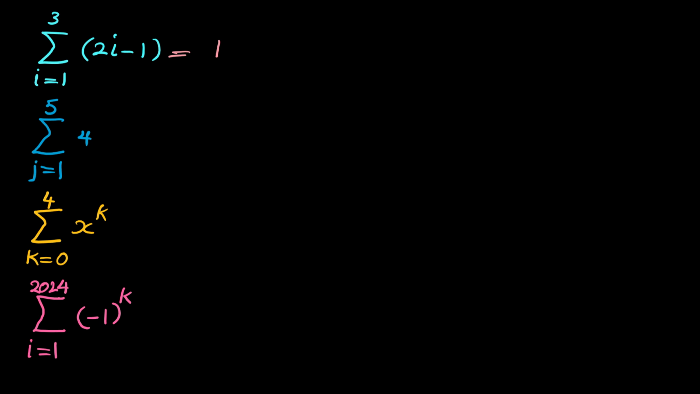What is the next term of this summation? If we plug in 2 for i, 2 times 2 is 4, minus 1 is 3. If we plug in 3, which is the last value of the index, 2 times 3 is 6, minus 1, 5. So these are the terms of this sigma. 1 plus 3, 4, 4 plus 5, 9. And this is the sum of this sigma.